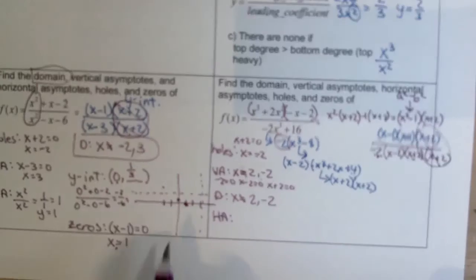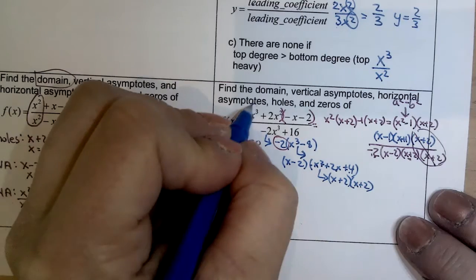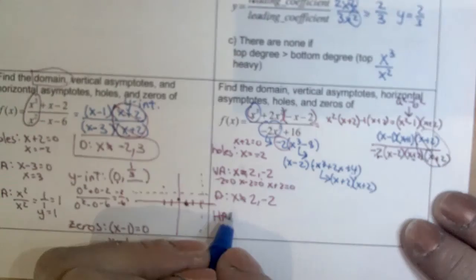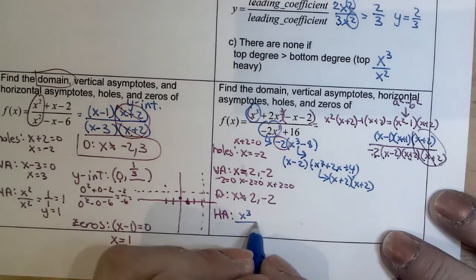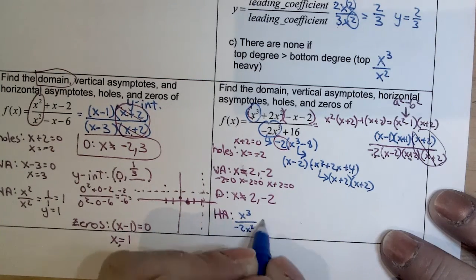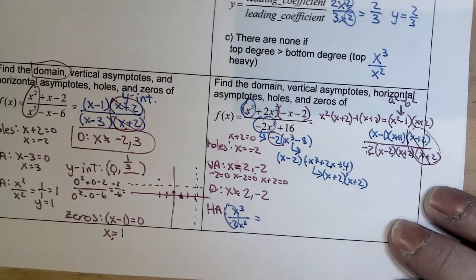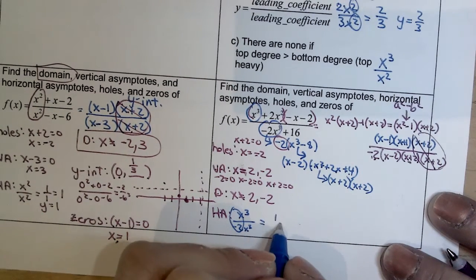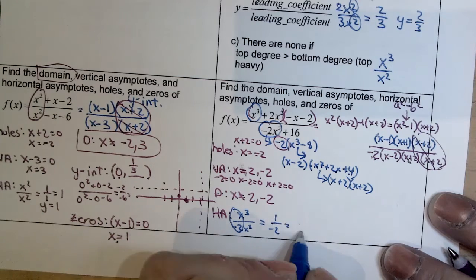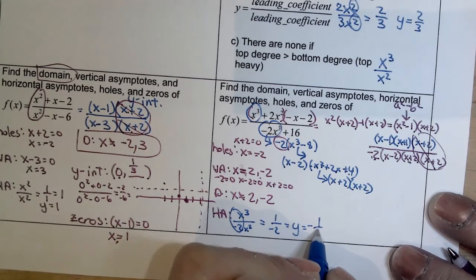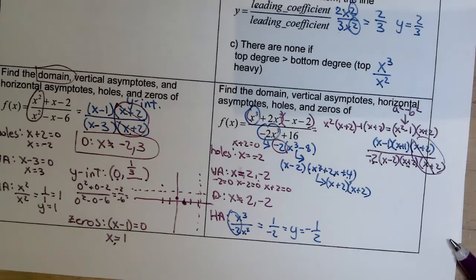Horizontal asymptotes. For that one, I'm going to go back to my original, and they're both to the third. So I have x to the third over -2x to the third, which means I'm going to use the fraction, which is 1 over -2. So there I'm going to get y equals -1/2. Okay, so that's my horizontal asymptote.